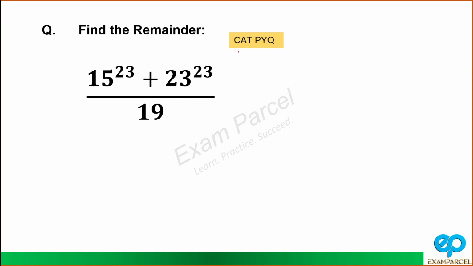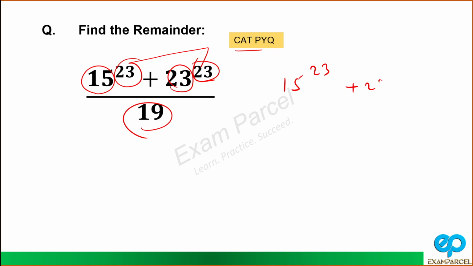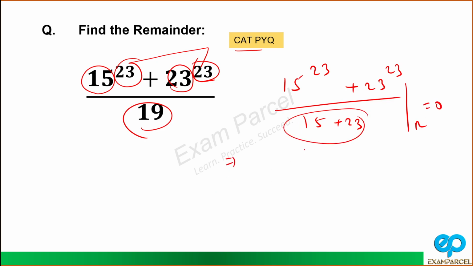Now let's discuss a CAT question. So we have 15 raised power 23 plus 23 raised power 23 divided by 19. Now here we have odd powers and both are the same, so we can apply our theorem directly. So 15 raised power 23 plus 23 raised power 23 will be divisible by 15 plus 23, that is, the remainder will be 0. Now this is nothing but 38.